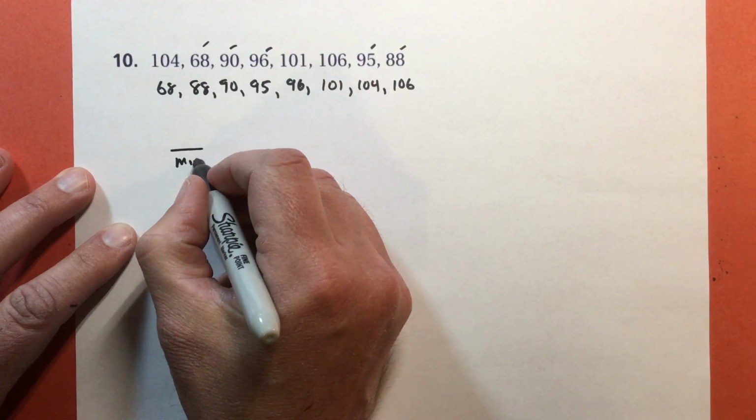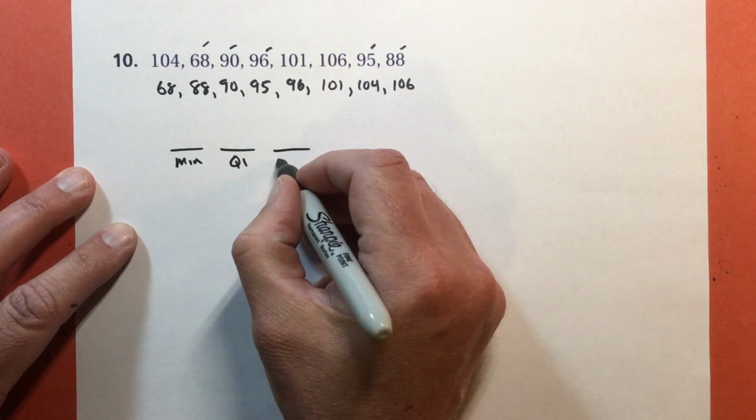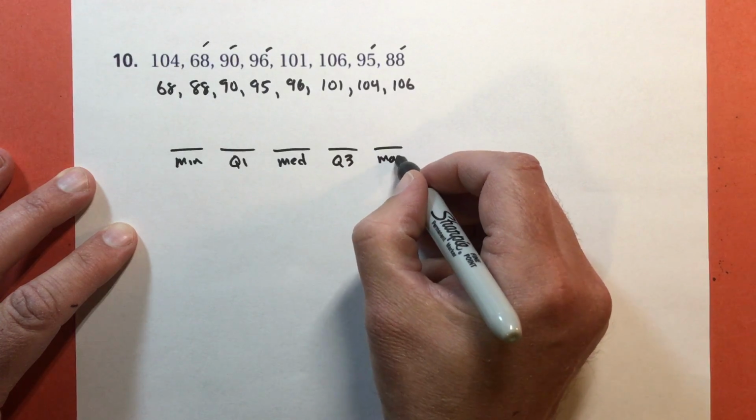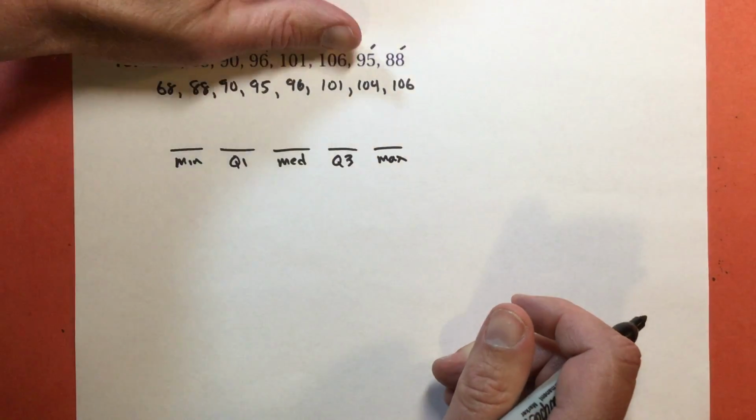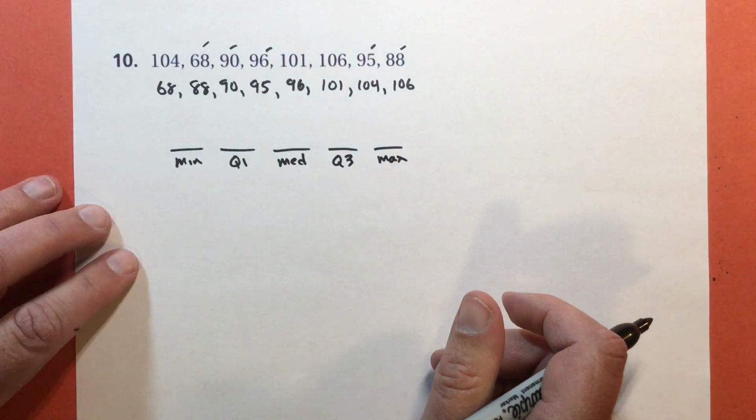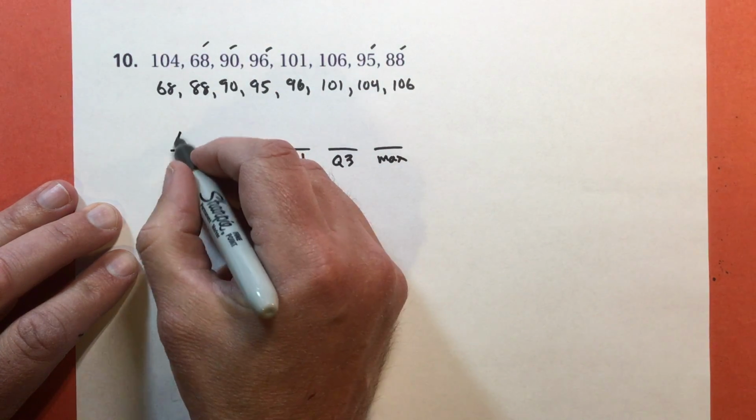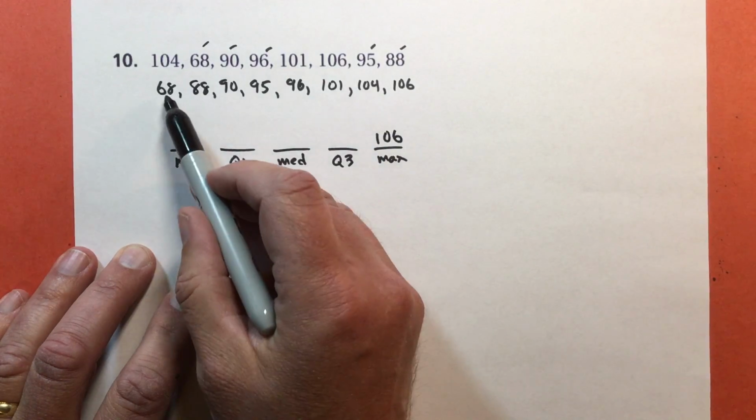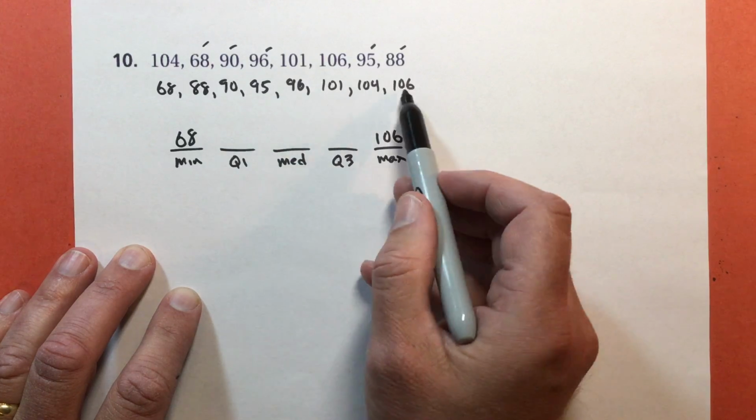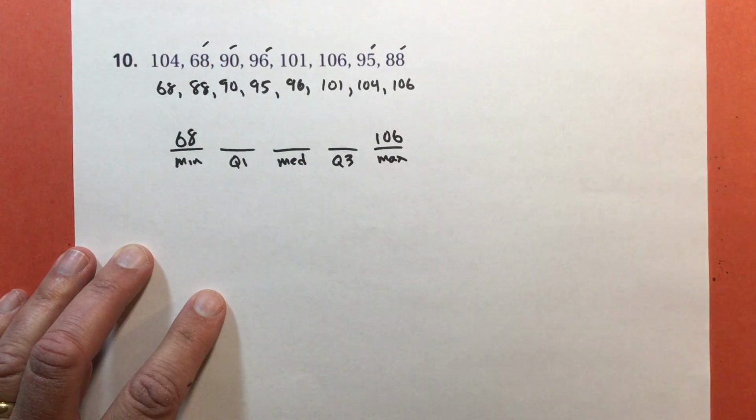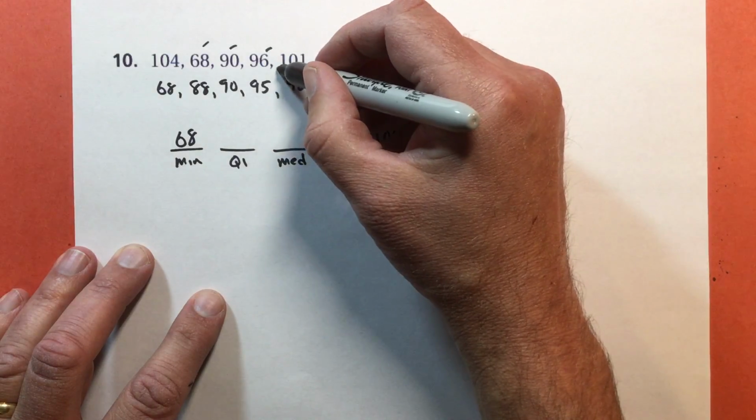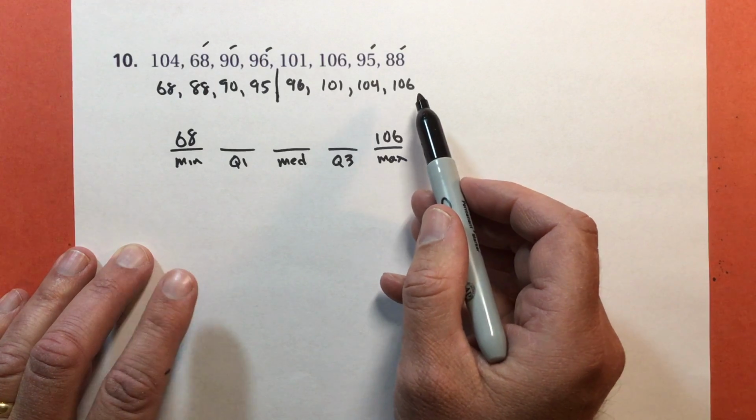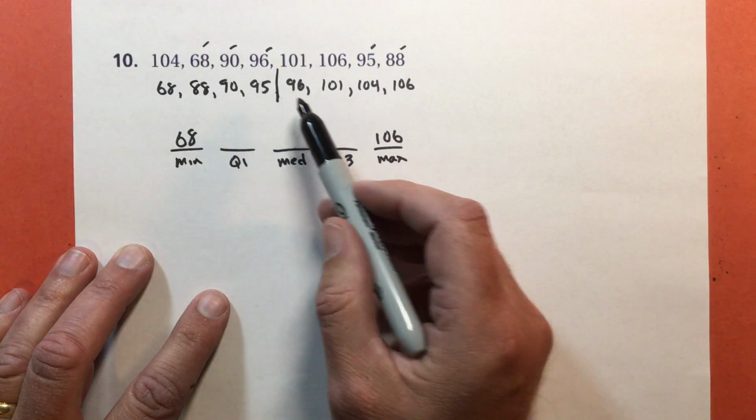All right, minimum, first quartile, median, third quartile, and maximum. I'm gonna have to cover this up so I don't mess up again. My minimum is 68. My maximum is 106. I have 1, 2, 3, 4, 5, 6, 7, 8 numbers again. So again, with 8 numbers, the median is going to be between the 4th and 5th number. 1 plus 8 is 9. 9 divided by 2 is 4.5.